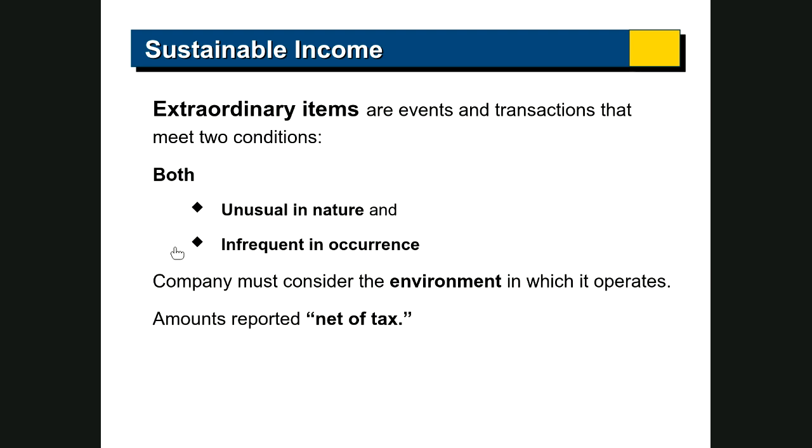And infrequent in occurrence means it doesn't happen often. So for example, COVID-19 is a perfect example, right? It's unusual in nature and, inshallah, infrequent in occurrence, okay? Because if it frequently happens, then it's no longer unusual, right? Okay, this is also done net of tax.